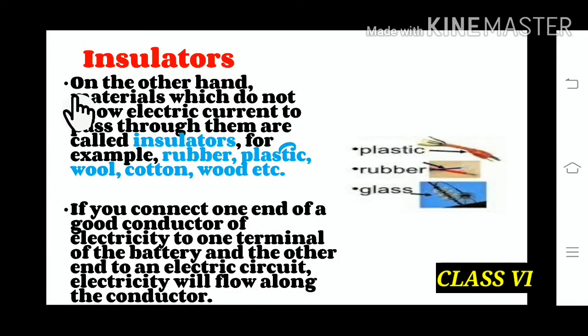Insulators. Materials which do not allow electric current to pass through them are called insulators. So in this picture we can see that plastic, rubber, glass, all these are insulators and they do not allow electric current to pass through them. For example, if we connect one end of a good conductor of electricity, for example copper, to one terminal of the battery and the other end to the electric circuit, what will happen? The electricity will flow along the conductor.